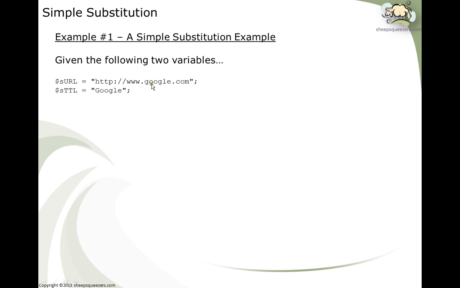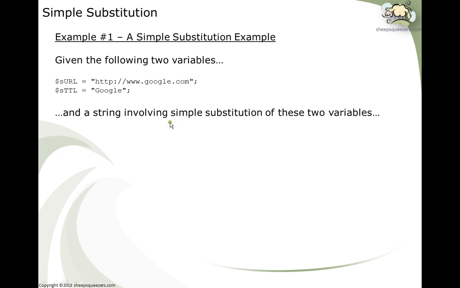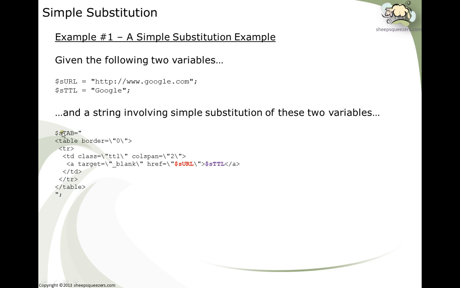$sURL is just Google's website URL, and then $sTTL, the title, is just Google. And given a string involving simple substitution of these two variables, I have $sTab, which is in double quotes, all of this table HTML, and then I have the ending quote right here, and then the semicolon ending the line. So this is the beginning of the string, and that's the ending of the string, and in between is all of the actual text.